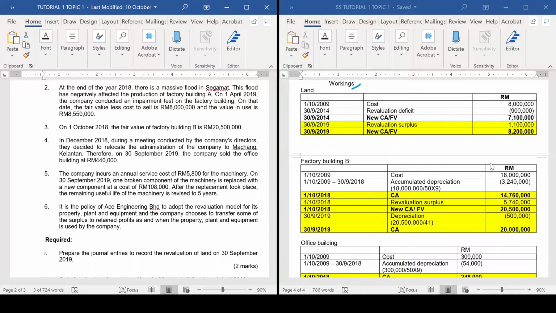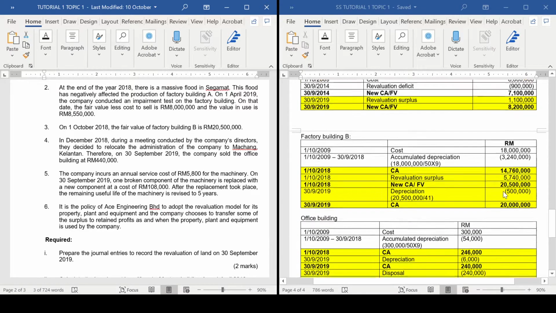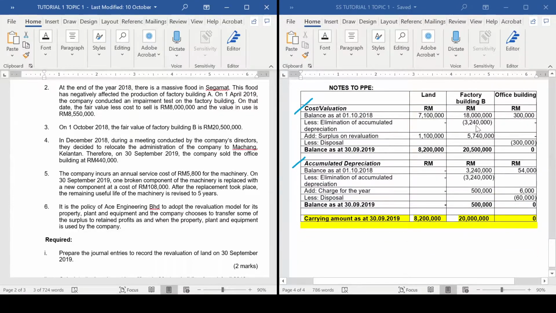Number one, we have to eliminate accumulated depreciation against the gross carrying amount of PPE. Number two, we restate the net carrying amount of PPE to its fair value. To restate, we need to record this revaluation surplus. To eliminate, we are going to eliminate this accumulated depreciation. So step number one, to eliminate: debit accumulated depreciation, meaning we are going to eliminate 3.24. We are going to deduct 3.24 million from this factory building B account.